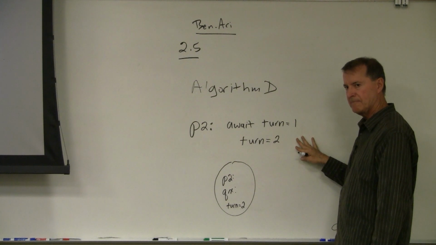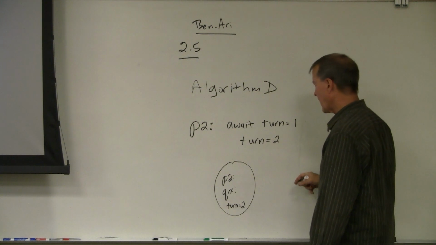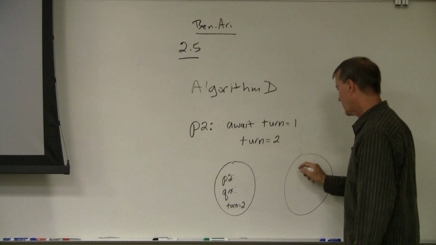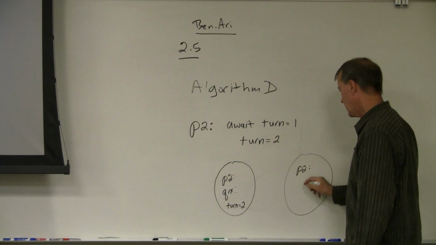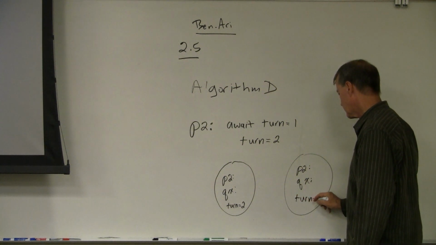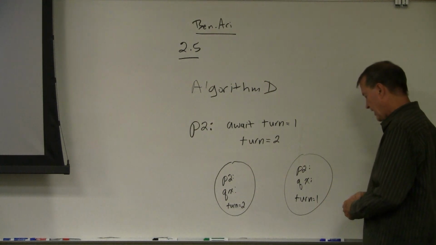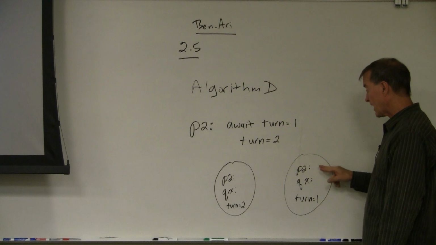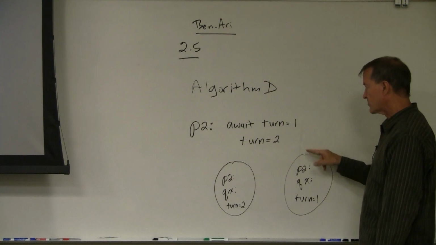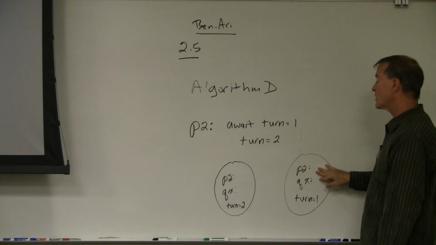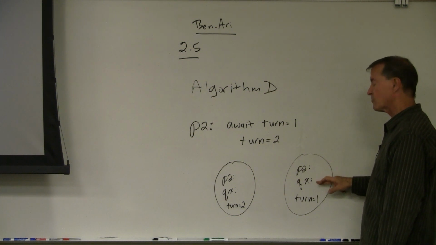On the other hand, if you are in a state where we have P2 and QX and turn equals 1, if you ever have a state like this in your scenario, then because P2 says await turn equals 1, in this particular state you can either pick P2 or you can pick QX.